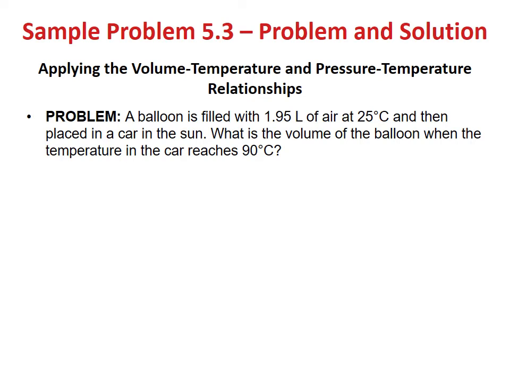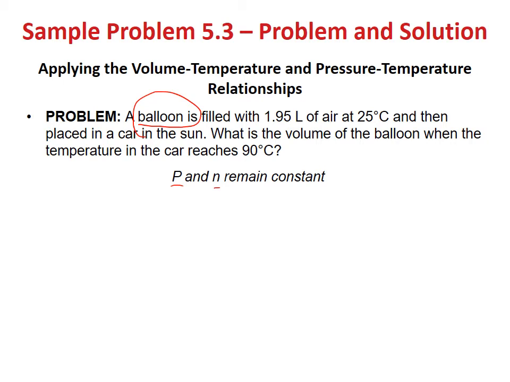Sample problem 5.3. A balloon is filled with 1.95 liter of air at 25 degrees and then placed in a car in the sun. What is the volume of the balloon when the temperature in the car reaches 90 degrees? Well, the volume of the balloon can change, but the pressure is constant because the pressure of the gas inside the balloon equals the pressure outside, which is the atmospheric pressure. So this is about constant pressure.